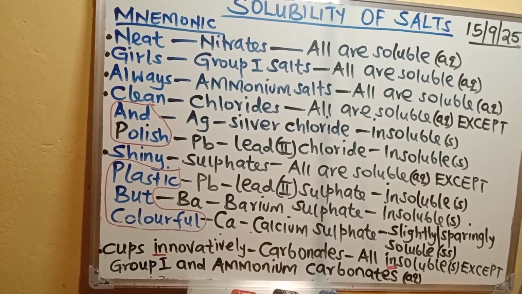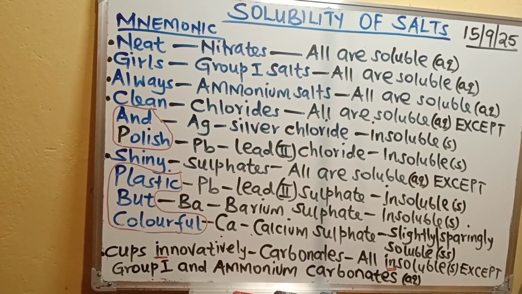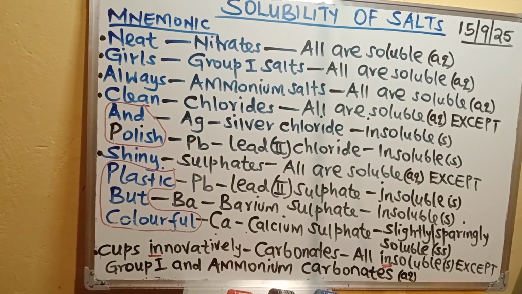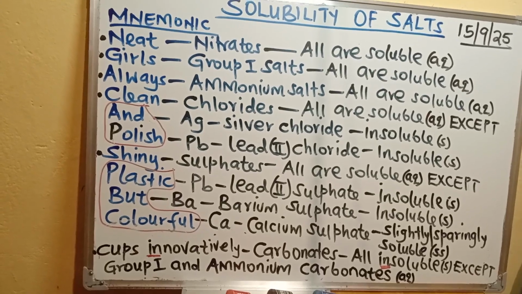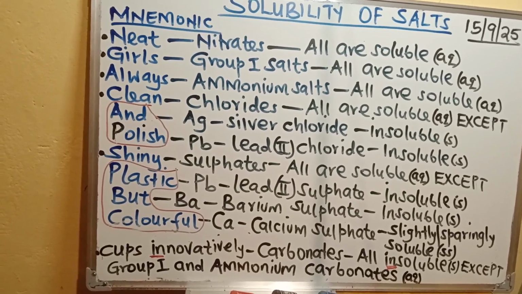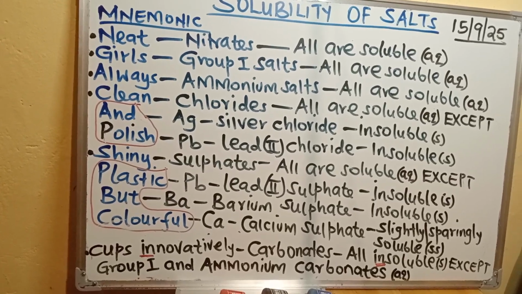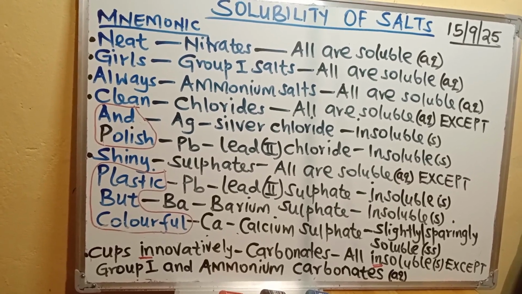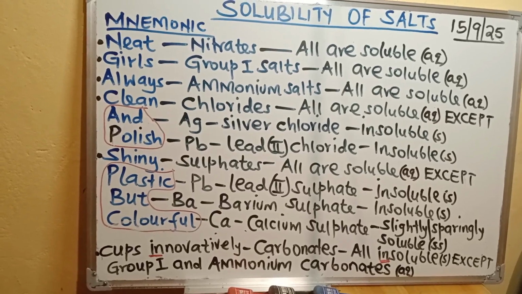All of them are soluble. Just like we began, where we have girls, we say that all group 1 salts are soluble. So even for carbonates, as long as they involve the group 1 metals, they are also soluble. Again, we have ammonium carbonate, which is also soluble. And those that are soluble, remember we put them in the aqueous state, a small a and a small q in brackets.